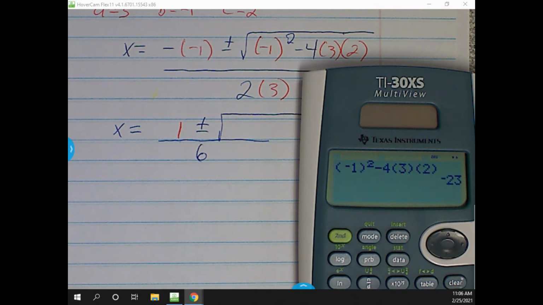Do that, you get -23. If you don't put parentheses on that first number, I'm going to show you how to make this answer wrong. There you go. You get a -25. And people go, well, why is that?